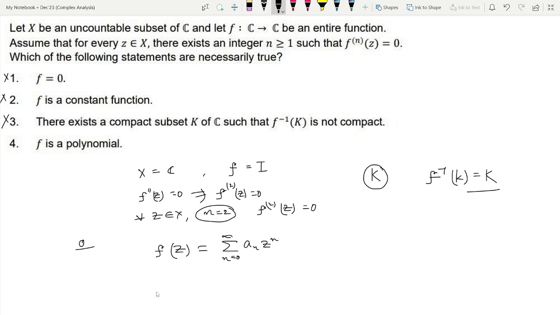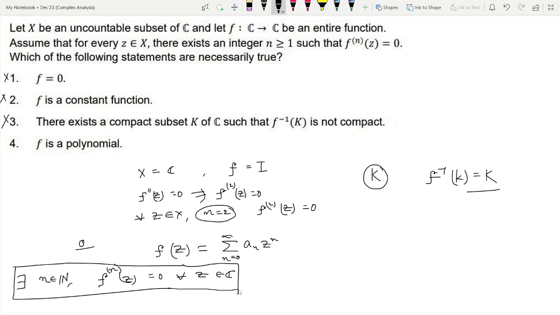Now we are given the condition that for every z belongs to X, there exists an integer n such that f^(n)(z) equals 0. We will first prove that there exists an n belongs to N such that f^(n)(z) equals 0 for all z belongs to C. This statement only we need to prove, because if we can prove this, then easily from this statement we can prove that f is a polynomial. Simply by repeatedly integrating, we get first f^(n-1)(z) equal to a constant function, then f^(n-2)(z) is a polynomial of degree 1, and continuing this process ultimately we get f is a polynomial. So we need only to prove this result.